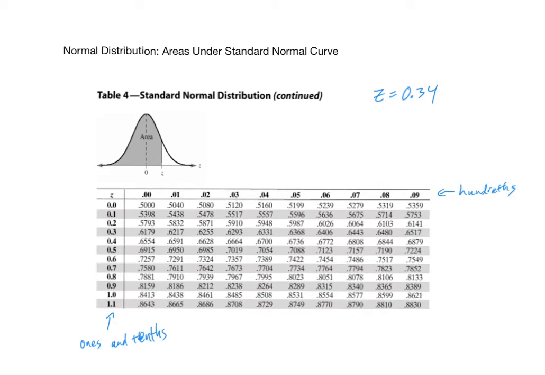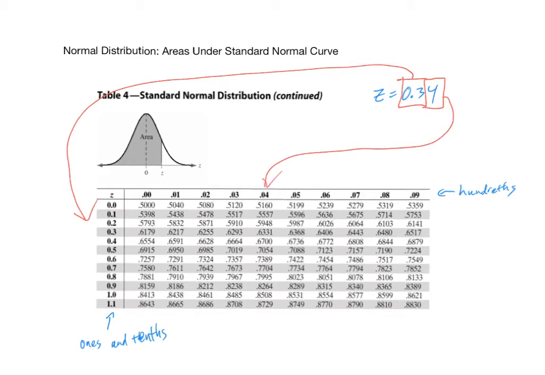So the ones and tenths position has the 0.3 in it, and the hundredths position has a 4 in it. So we need to find the 0.3 over here, and this 4 we need to find over here, right? So for a z-score of 0.34, we go first to this 0.3 and then go over to the 0.04. So 0.3 plus an additional 4 hundredths would put us at 0.34. And notice the number we get is right here.